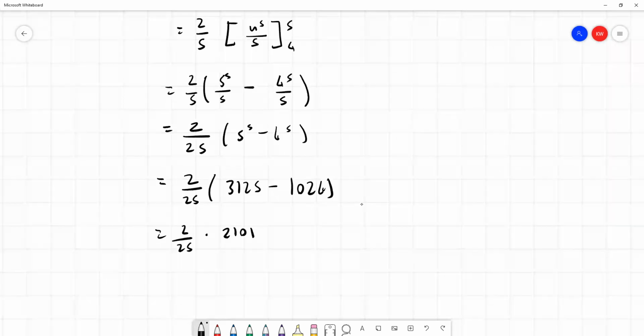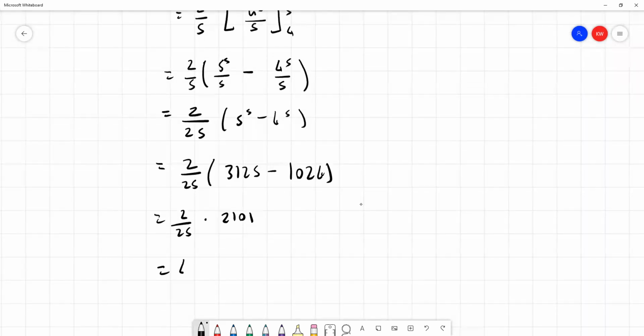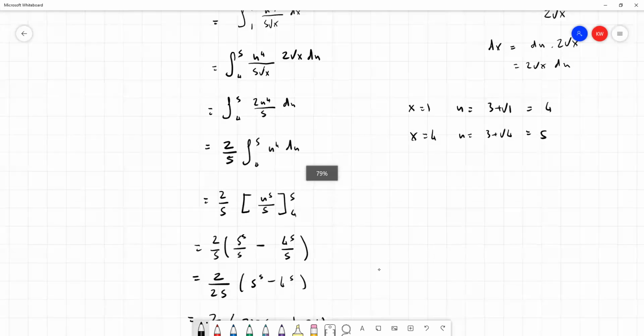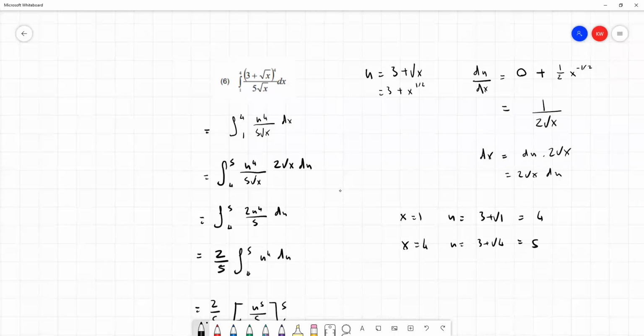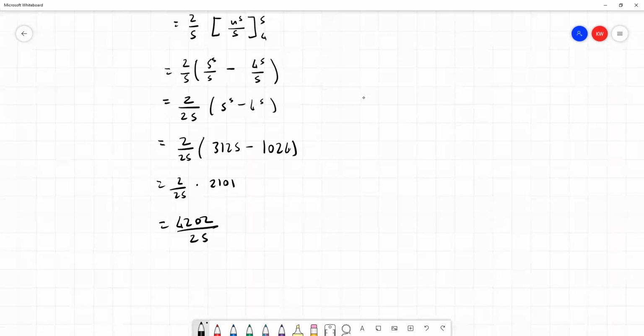And so carrying out the final step of our multiplication, we're going to have 4202 divided by 25. And since the top's definitely not divisible by 5 and the bottom only has a factor of 5, there's no further simplification we can make. So unless we want to express our answer in decimal form, and there's no particular need to, since this is an exact answer, this is the answer to the question of this integral between 4 and 1 of (3 plus root x) to the power 4 divided by 5 times root x. That's the answer there.